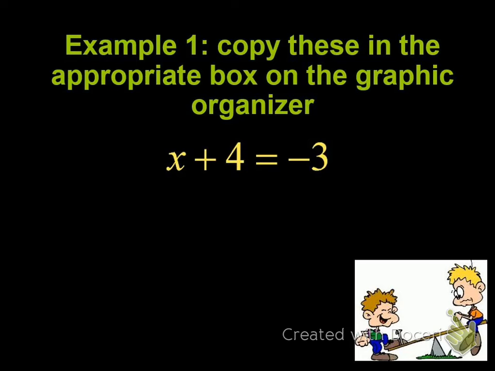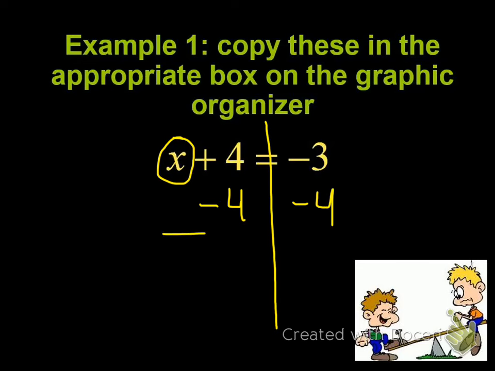So step 1, circle the variable that we're solving for. The next step is draw a line through the equal sign. We need to use inverse operations to get x by itself. I see that we have x plus 4 on the left side. The opposite of adding 4 is subtracting 4. We'll subtract 4 from both sides. 4 minus 4 cancels and gives us 0. We're left with just x on the left-hand side.